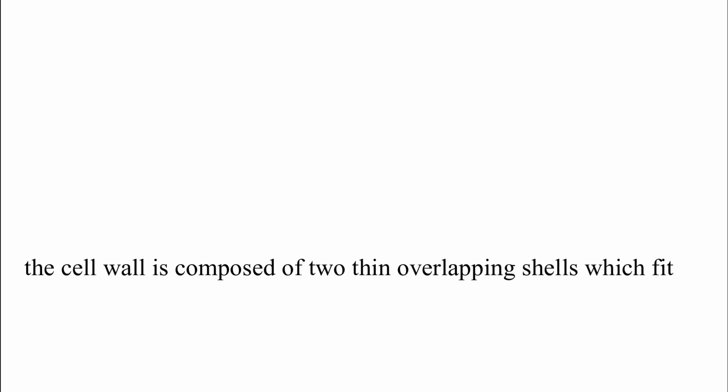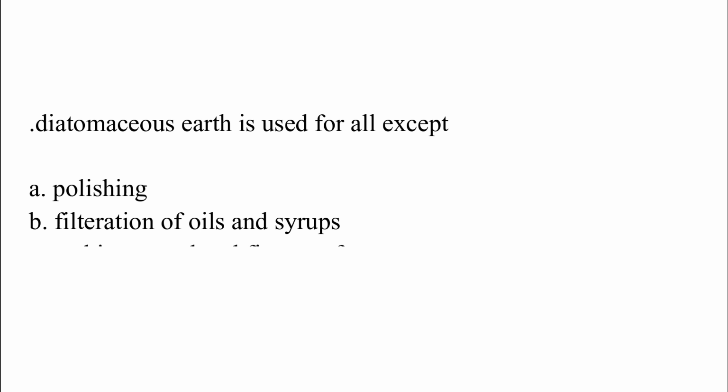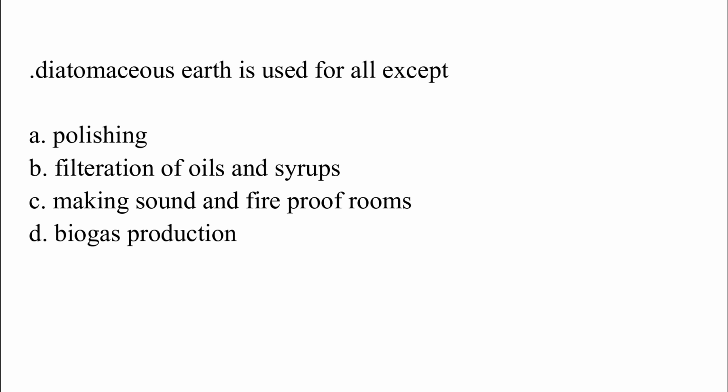The cell wall is composed of two thin overlapping shells which fit together like a soap case in: Option A, desmids. Option B, diatoms. Option C, dinoflagellates. Option D, slime molds. The correct answer is option B, which is diatoms. Diatomaceous earth is used for all except: Option A, polishing. Option B, filtration of oil and syrup. Option C, making sound and fireproof rooms. Option D, biogas production. The correct answer is option D, which is biogas production.